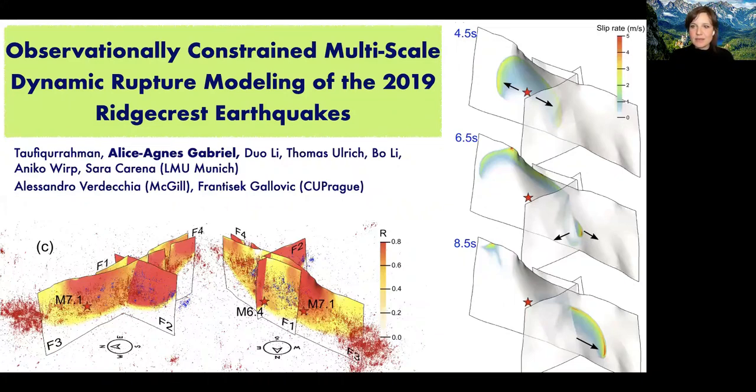My name is Alice-Agnes, and I present today a collaborative study to observationally constrain multi-scale dynamic rupture modeling of the 2019 Ridgecrest earthquake sequence. I would like, among my co-authors, to specifically highlight Taufik Rahman, PhD student at LMU Munich, who is the first author of the study.